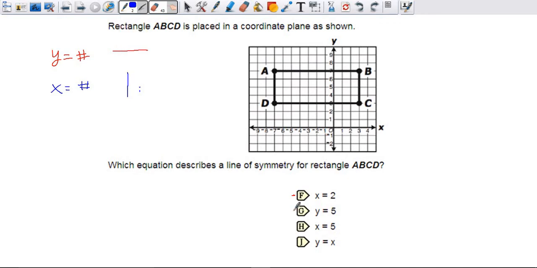This one is going to be y equals 5. Well, if we look at y equals a number, then it's going to be a horizontal line at 5. So we draw a horizontal line here at 5. Does that cut it in half? The answer would be yes. So that would be the one that it would be most likely symmetric to. All right? So make sure you do know your y equals a number and x equals a number graphs. That'll help you a lot on those. All right?